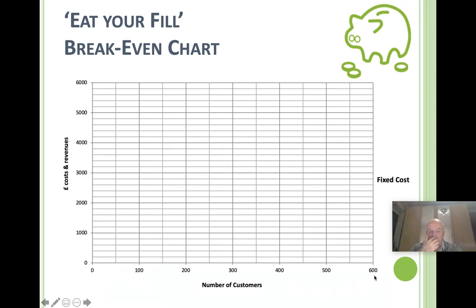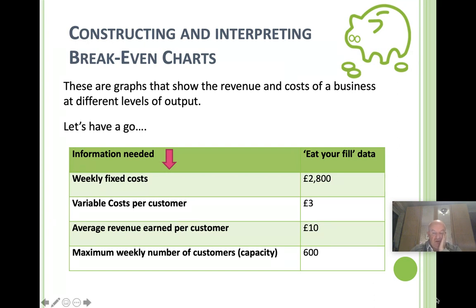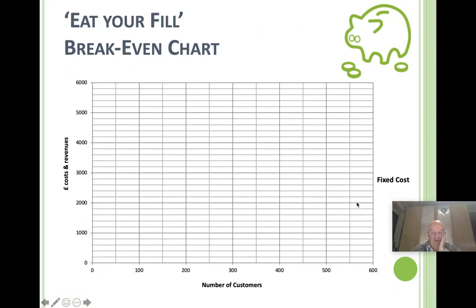Okay. Now, what we're going to do is plot all of the information that we've been given and show this on a break-even chart. So I'm just going to build this up step by step. As you can see, the first thing we're going to draw in is our fixed cost line. We've been told that figure is, if we go back one, £2,800, as you can see there. So £2,800 is our weekly fixed cost. If it's a fixed cost, we know that's not going to change with output, so we know that's going to be a horizontal line. So we draw in a horizontal line at £2,800 and label it fixed cost.